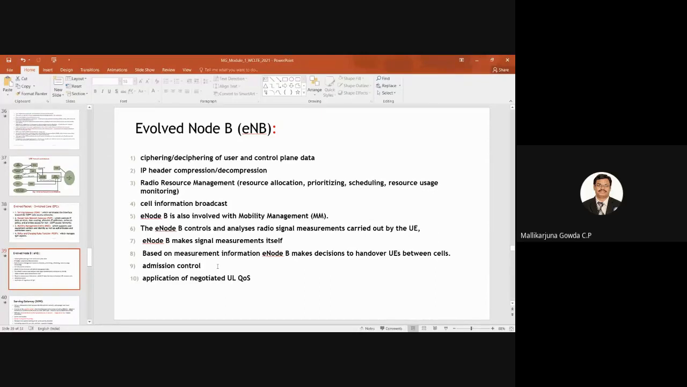So, to recap: it does ciphering, deciphering of user and control plane data. It does IP header compression, decompression. It does radio resource management, which includes resource allocation, prioritizing, scheduling, resource usage monitoring. It also does cell information broadcast. It is involved with mobility management. It analyzes and controls the radio signal measurements carried out by the user equipment, and it can take decisions for handovers based on the signal strength received from the user equipment. And it does admission control also.